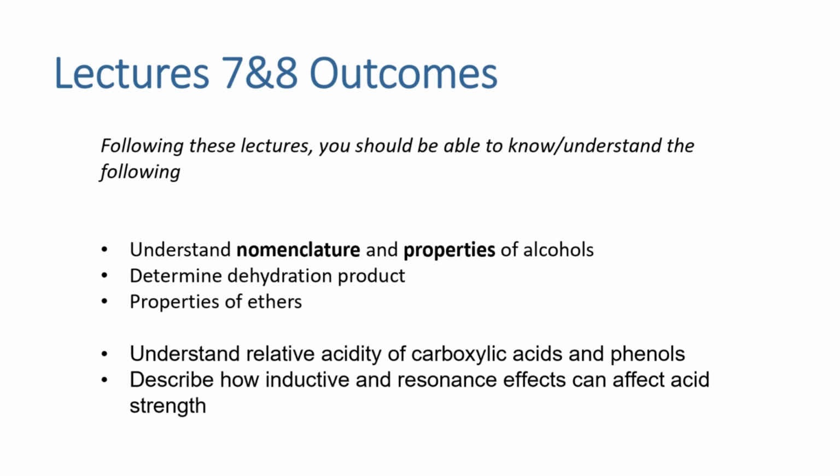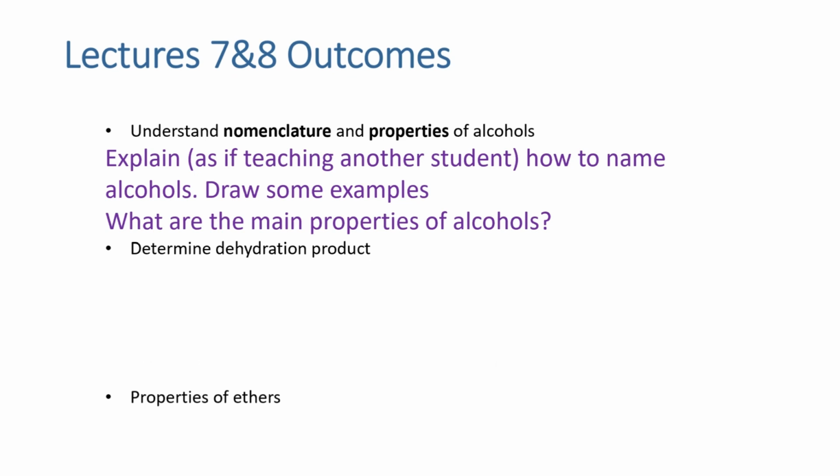Here are some examples from my own lectures where I teach chemistry. This first lecture outcome: understand nomenclature and properties of alcohols. There's two things involved in this outcome, and the focus is for my students to understand them. So the first one, nomenclature, which is the naming of alcohols. A great way to test understanding is, can you explain this as if you were teaching another student, or explain it in your own words? So explain how to name alcohols and draw some examples.